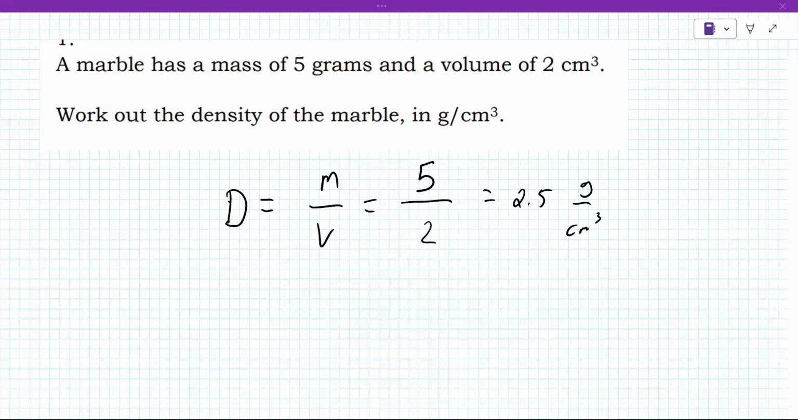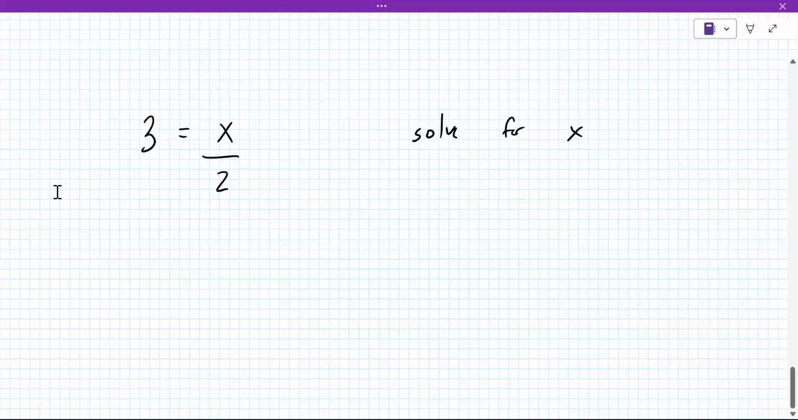Okay. All right. Now we have to review a little bit in terms of solving equations. So we're going to solve a couple of one-step equations just to remind you how to do this. So let's say I tell you that 3 equals x divided by 2, and I want you to solve for x. Okay. Let me go charge my computer.